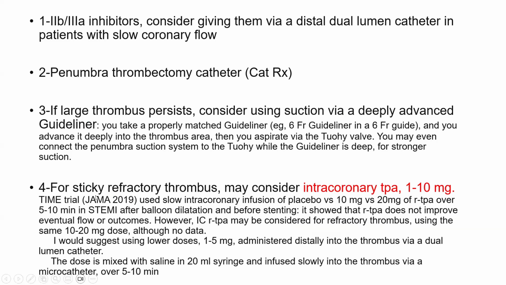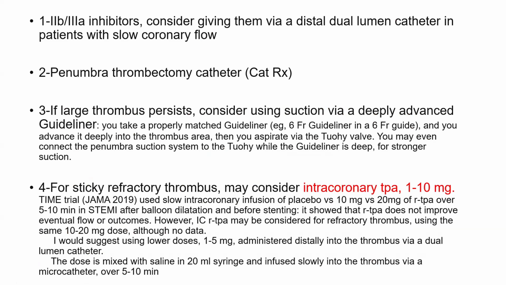In that trial, they allowed the use of TPA via the guiding catheter. I would suggest using lower doses into the thrombus over 5 plus minutes. You mix that 1 to 5 milligram of TPA in a 10 to 20 milliliter syringe, and you inject it via the dual lumen catheter slowly into the thrombus over 5 to 6 minutes.